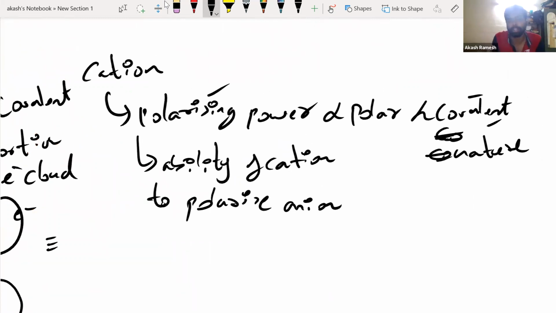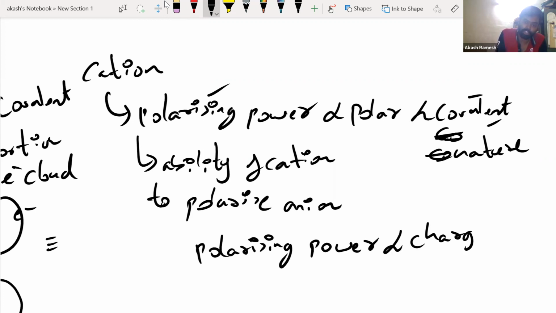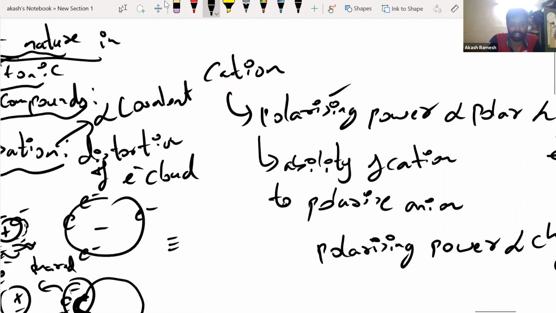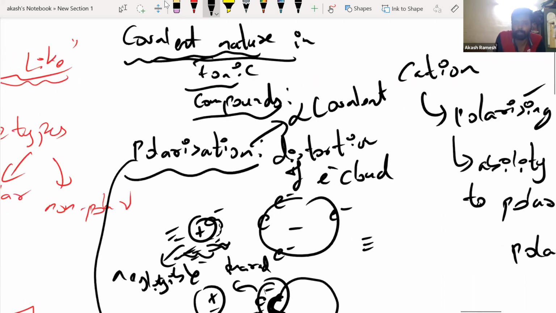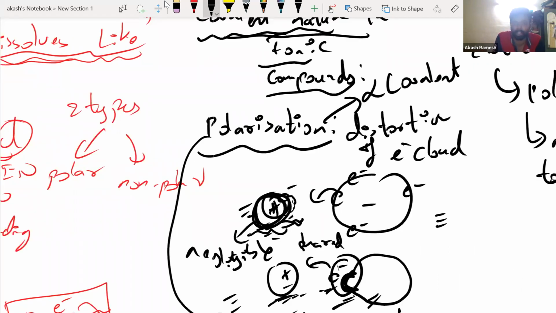Now, how do I decide what kind of cations will have more polarizing power? For that, we need to understand that the polarizing power is directly proportional to the charge density. It's very easily understandable. When I have a very strong positive charge, there will be more attraction towards the electron, and more of the electron will come towards this cation. So the more the charge density, the more the polarizing power of the cation.